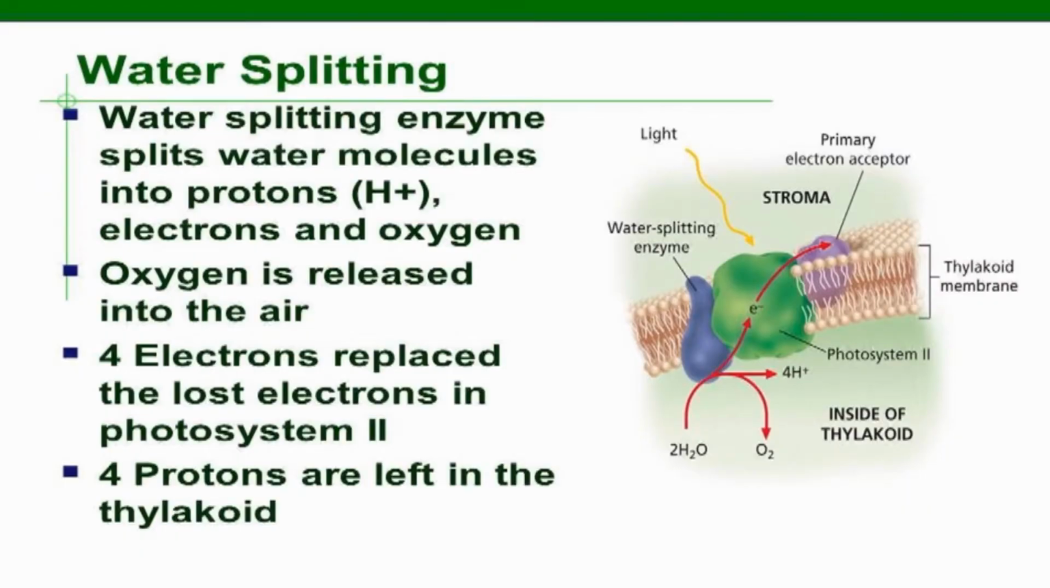This enzyme is the water splitting enzyme. So as it is energized by the light energy, the water splitting enzyme will now make use of the other raw material needed in photosynthesis, the water. So it's going to split the water molecule into hydrogens or protons. We also have electrons and oxygen.